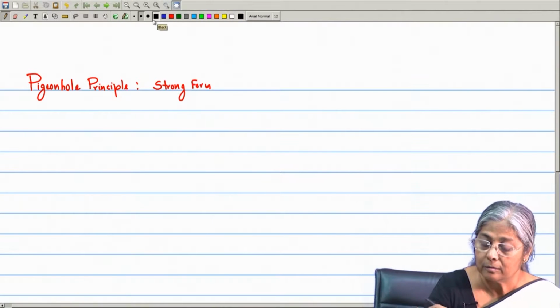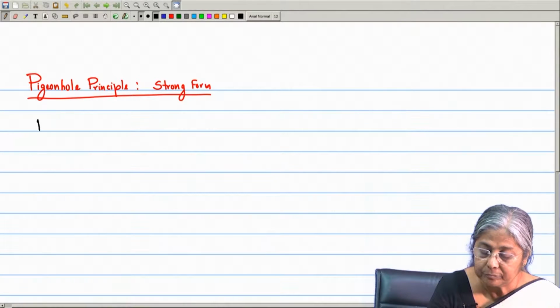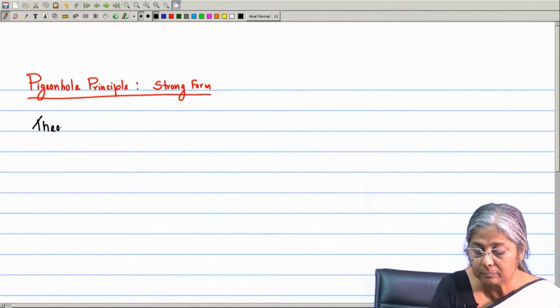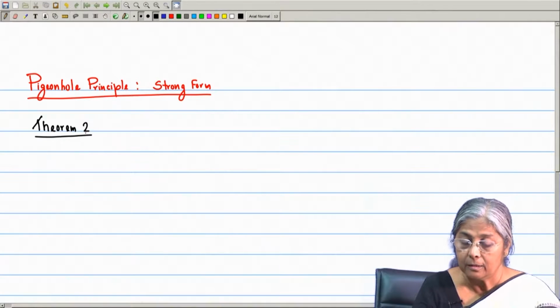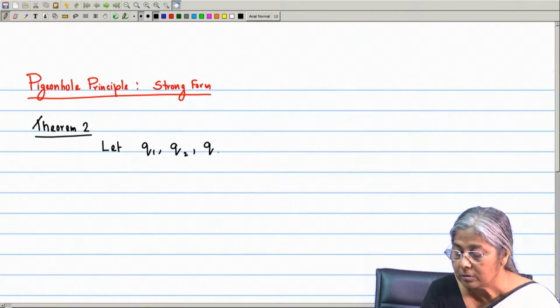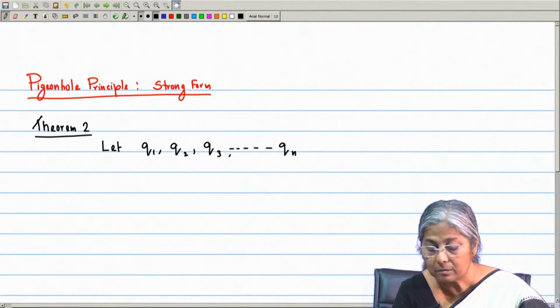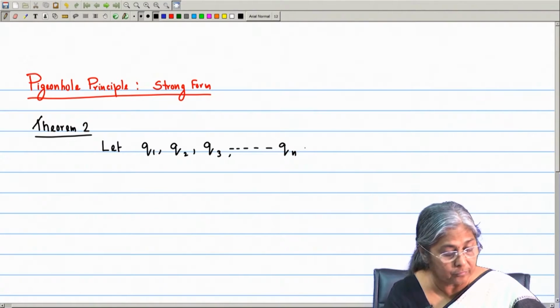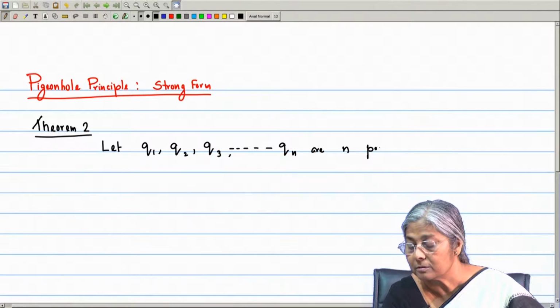We write that as a theorem. I give it theorem 2 because theorem 1 was the Pigeonhole principle in simple form. So, I write: let Q1, Q2, Q3 and Qn be n positive integers.